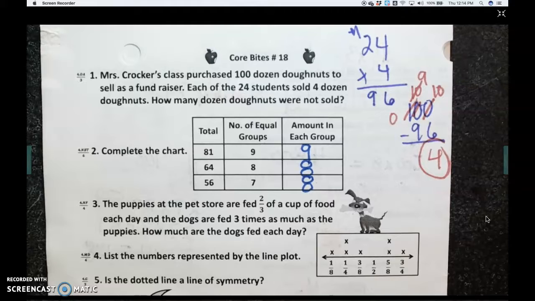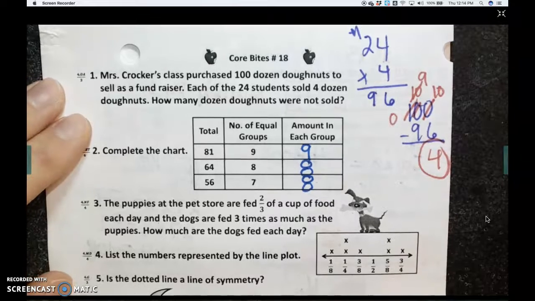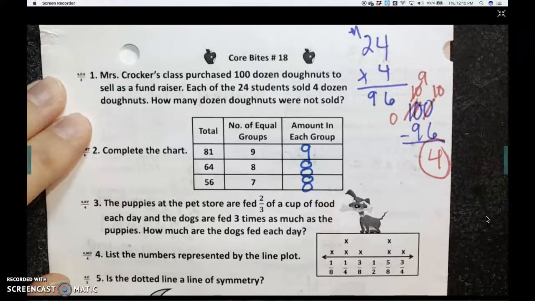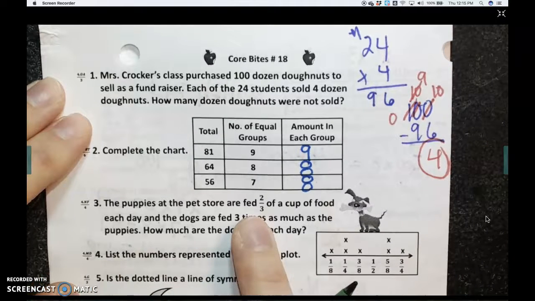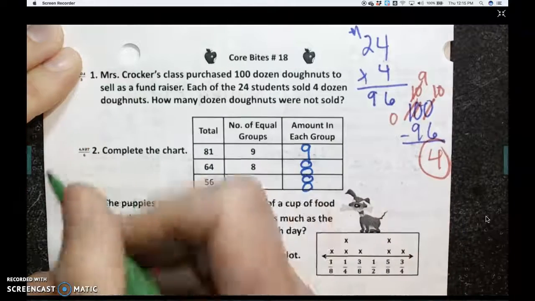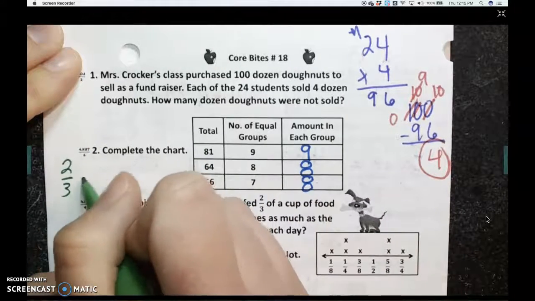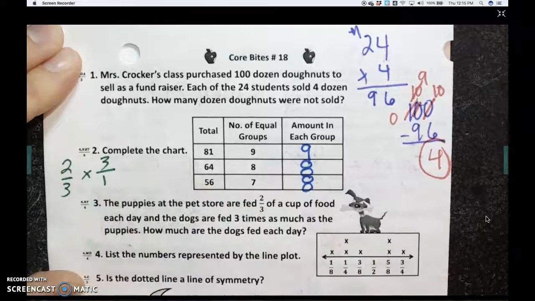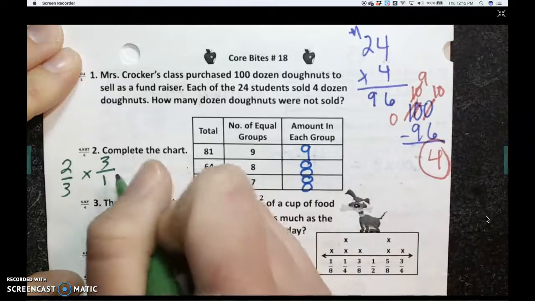For number 3, it says the puppies at the pet store were fed 2/3 of a cup of food each day, and the dogs were fed 3 times as much as the puppies. How much are the dogs fed each day? Okay, so you've got 2/3 for each puppy. Then you've got 3 times that for the dogs, okay? So what you do is you take 2/3 of the cup times 3. You've got to put a 1 because it's a whole number, and then that's going to give you your answer.